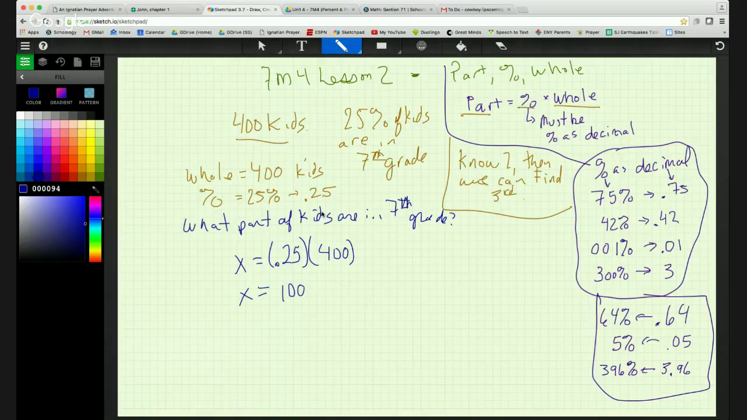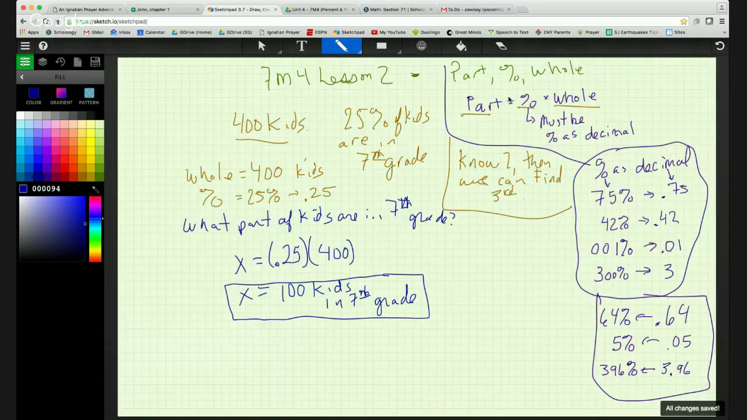And because it's a word problem, we have to label it. 100 kids in 7th grade. And we box our answer. Now, that's one way that you can use the equation. Sometimes we know the part, and say the percent.